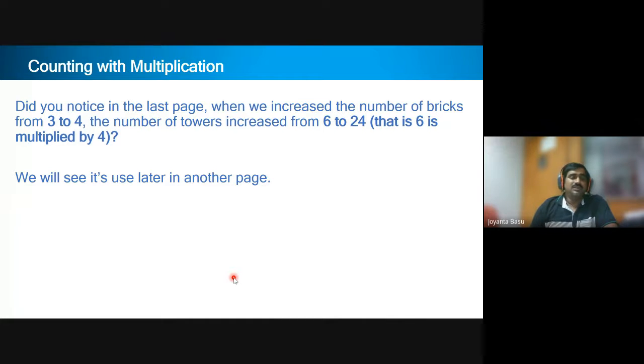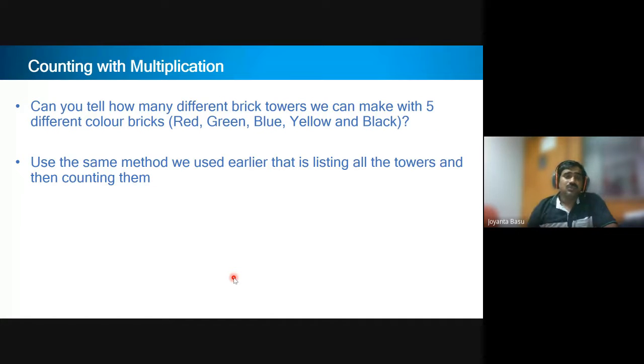So when we use the 3 bricks, then we can build the 6 towers. If we use the 4 bricks, then the number is 24. Okay, so we will see, what is the condition?